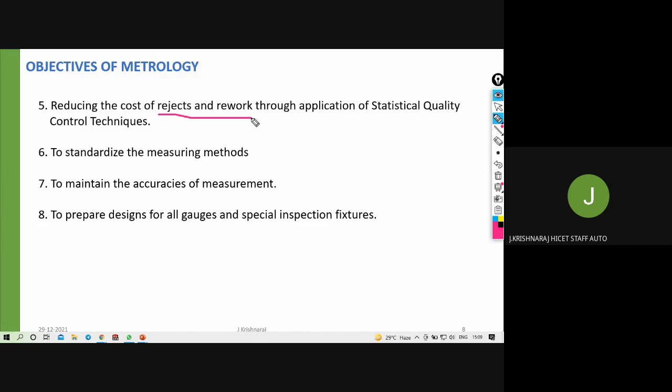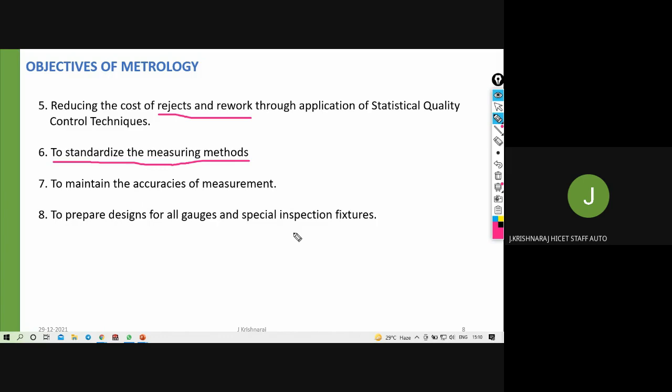That will ultimately eliminate the rejects and reworks, and standardize the measuring methods. We have to set some standard measuring methods, like the step-by-step procedures I stated previously, go gauge and not go gauge. The next is to maintain the accuracy of measurements. And the last is to prepare designs for all the gauges and special inspection fixtures.